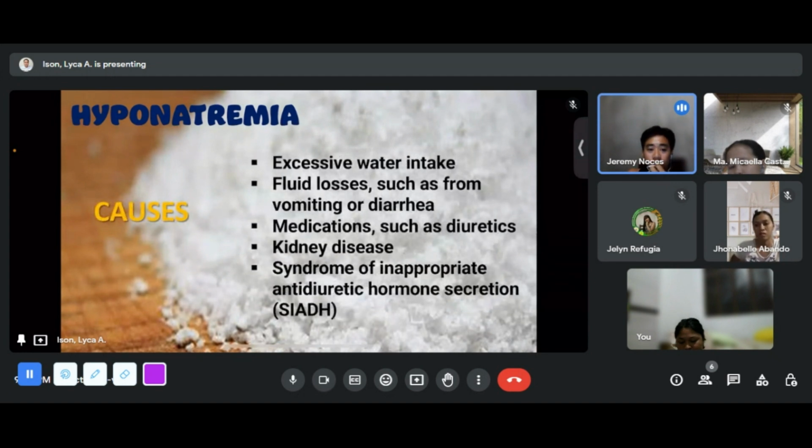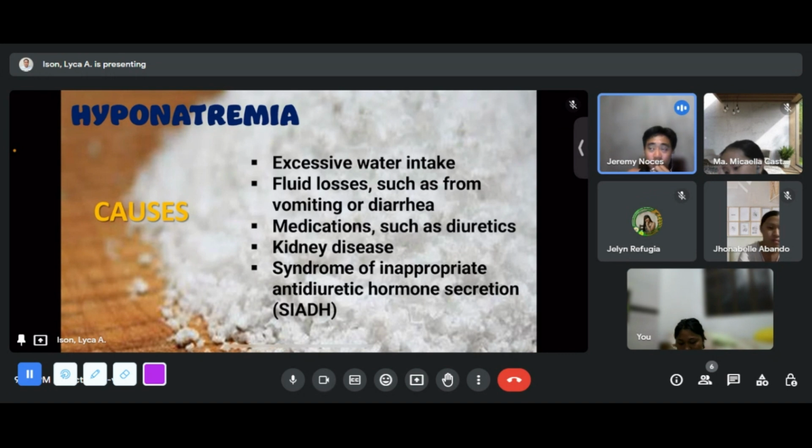So, here are the causes. Excessive water intake, especially when the amount of water intake exceeds that of water excretion in the kidney. As a result, the sodium concentration in the blood is diluted. So fluid losses such as from vomiting or diarrhea. Pwede din due to excessive fluid loss. Medication such as diuretics. So di ba nga ang diuretics, it helps the kidney to release more sodium. So dito, mababa na nga ang sodium level, ilalabas mo pa yung iba.